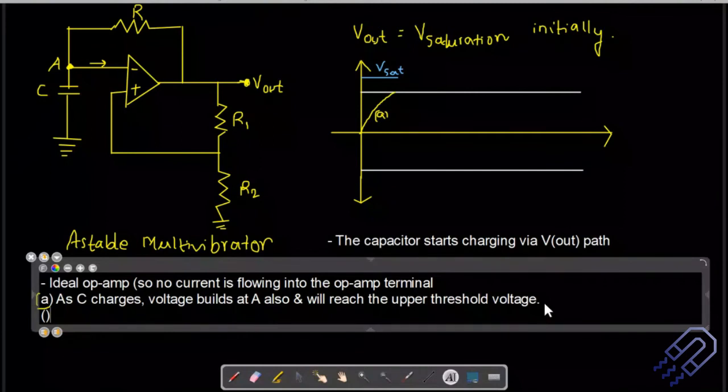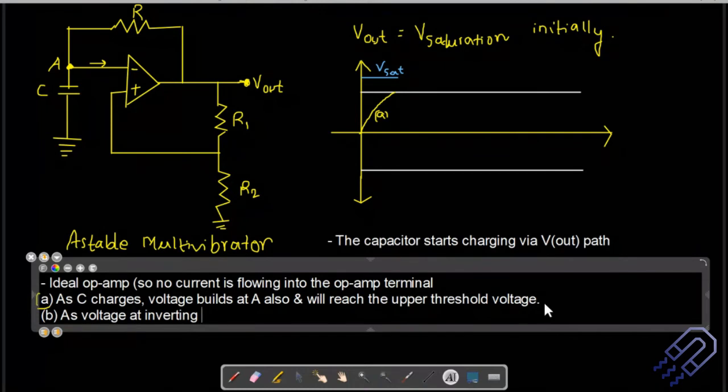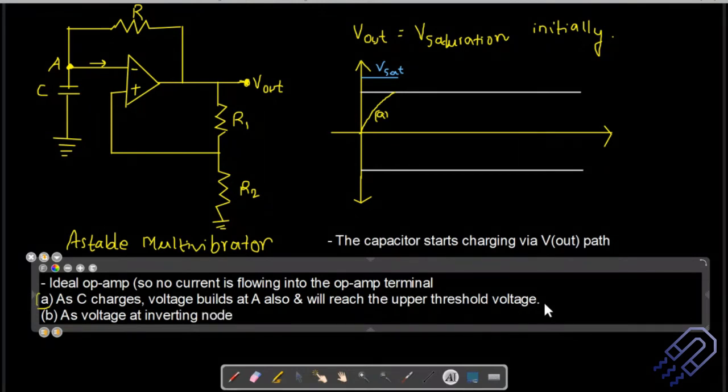Let's write down what is B. Now this is the property of a Schmitt trigger: as the voltage at the inverting terminal, the minus terminal, that is the inverting node A, is slightly more than the non-inverting node.